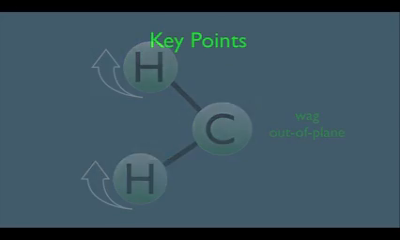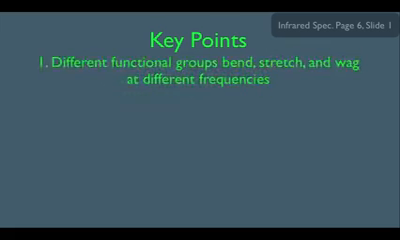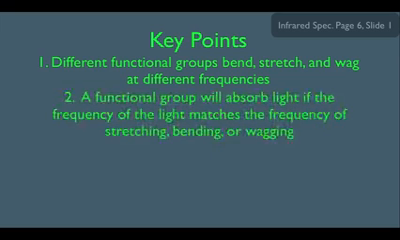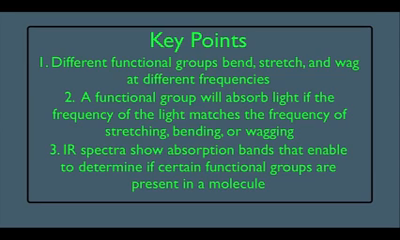However, what did we learn so far here? Key points. We saw that number one, different functional groups bend, stretch, and wag at different frequencies. And number two, the most important one here, a functional group will absorb light if the frequency of light matches the frequency of the stretching, bending, or wagging. And we saw number three here, IR spectra show absorption bands that enable us to determine if a certain functional group or groups are present in a molecule.